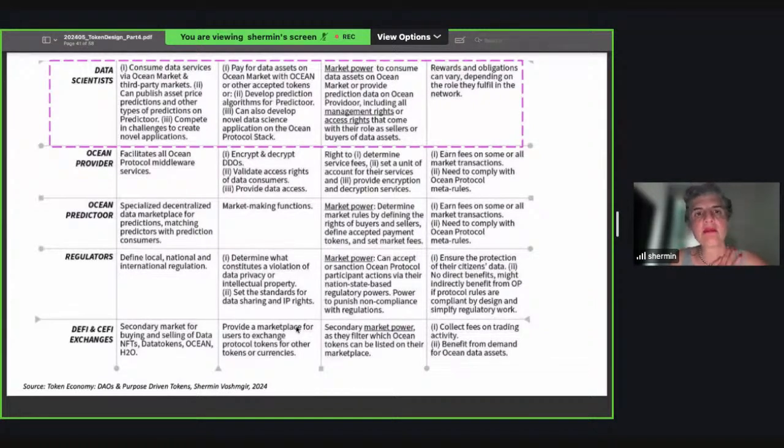Yes, then the next stakeholder is data scientists, or the data consumers, who are obviously very important. You have two sides of the marketplace, and both sides need to exist. Otherwise, you don't have a market. So on one hand, we need people who provide the data. On the other hand, we need the people who buy the data, and they would generally be the data scientists or consume the data services via the different marketplaces.